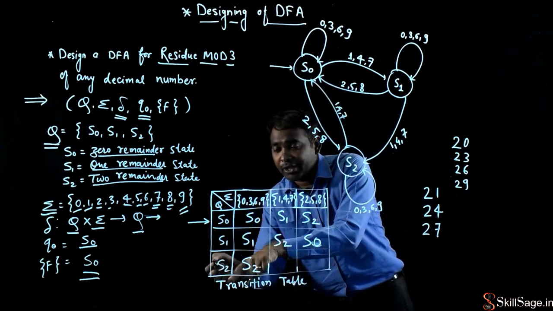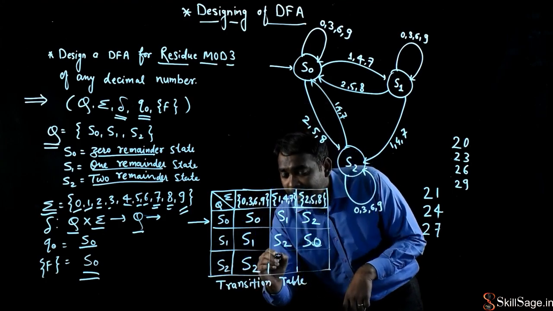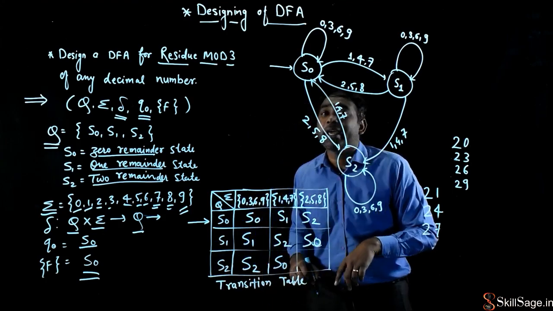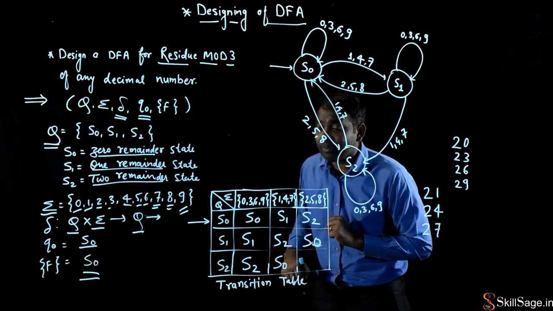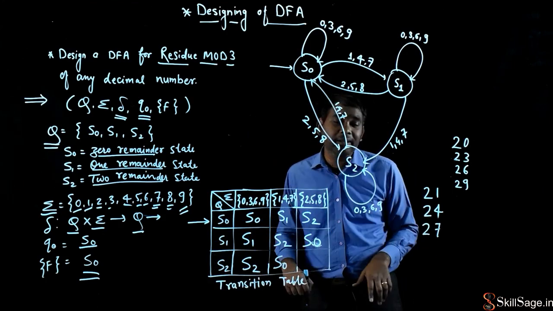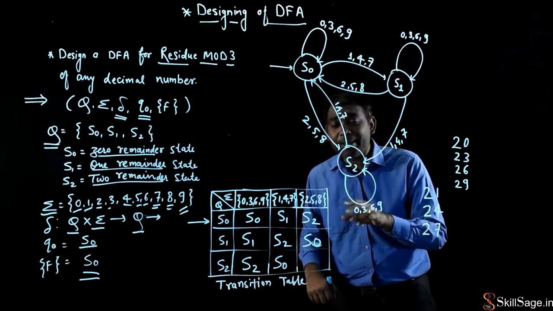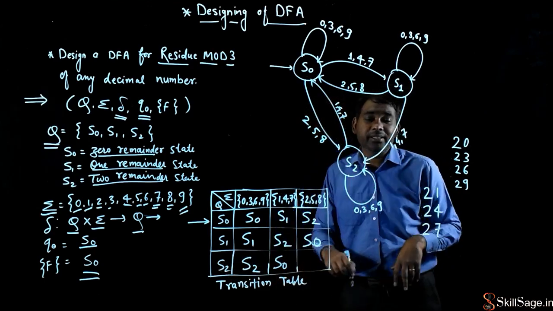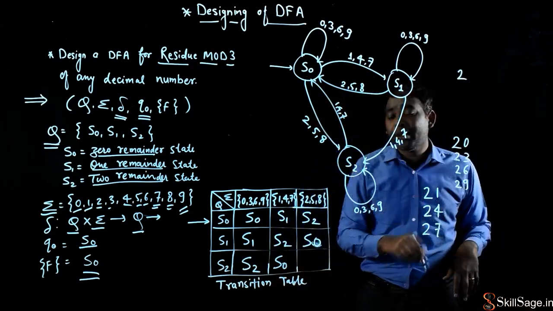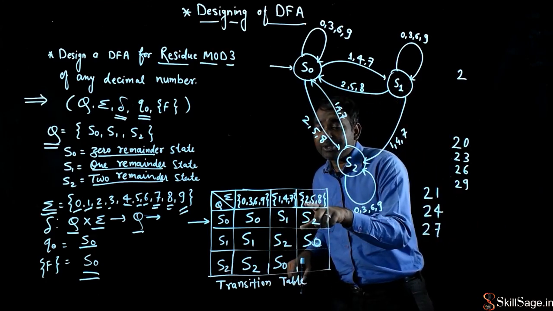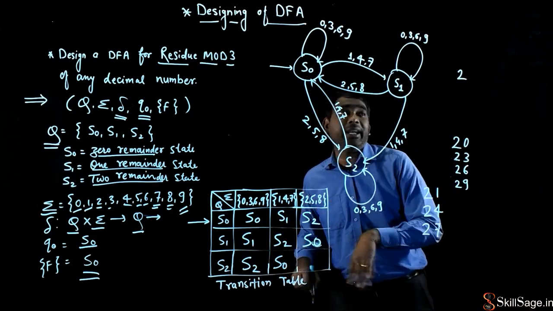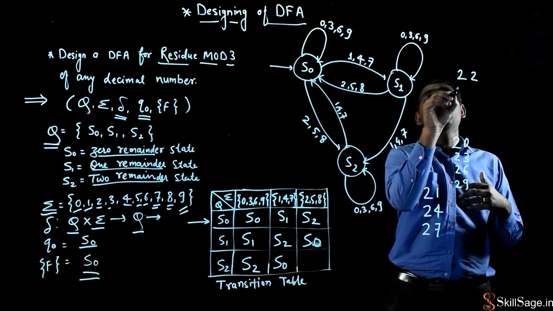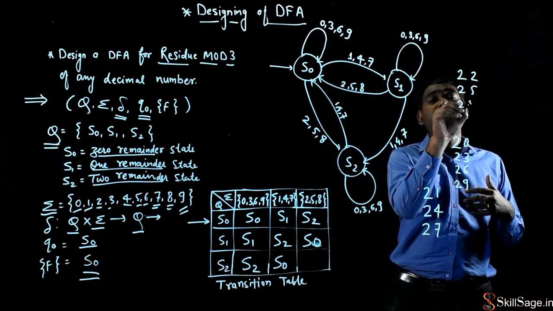So here S2 on 1, 4 and 7 goes to the next state called S0. So one set of input symbols is left, that is 2, 5 and 8. My current state is still the same, S2. S2 is the 2 remainder state, so 2 is already there. Right. So what is my next input symbol? It is 2, 5 or 8. So my number becomes 22, 25 or 28.